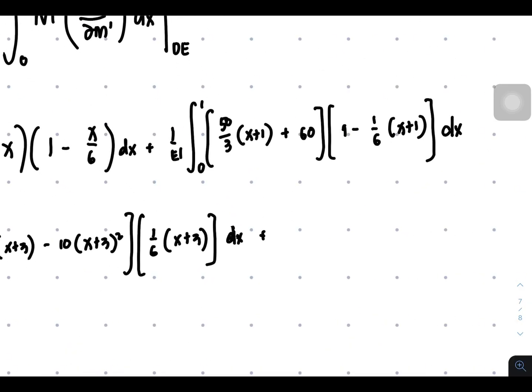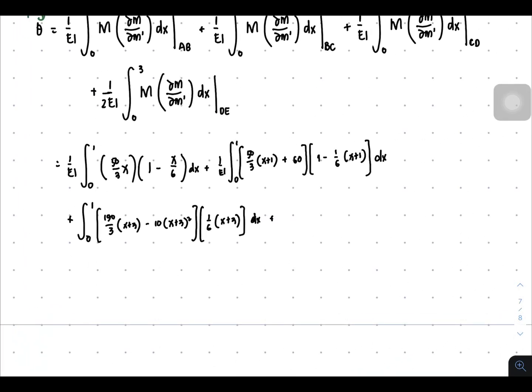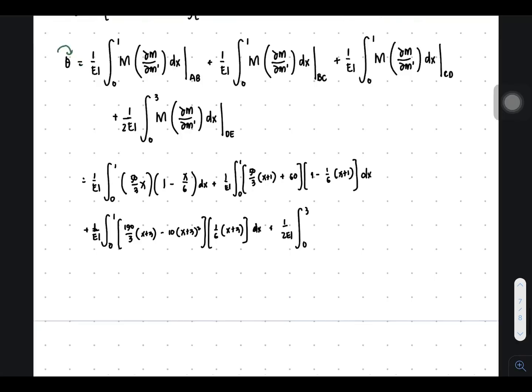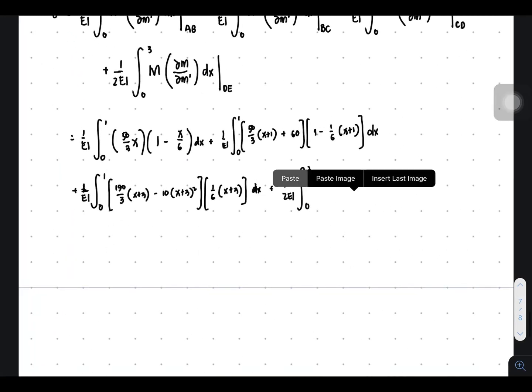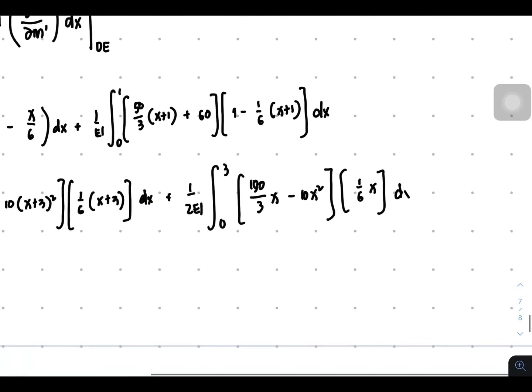dx plus, oh, I forgot. There should be 1 over EI here. And here is 1 over 2 EI, integral with limits from 0 to 3. And we will be copying this x.